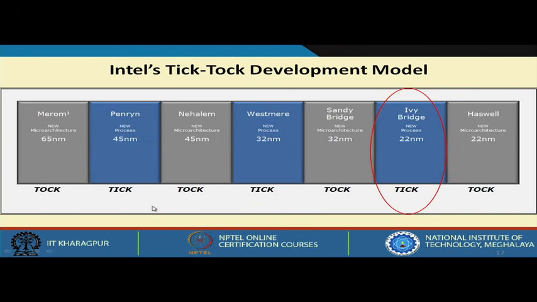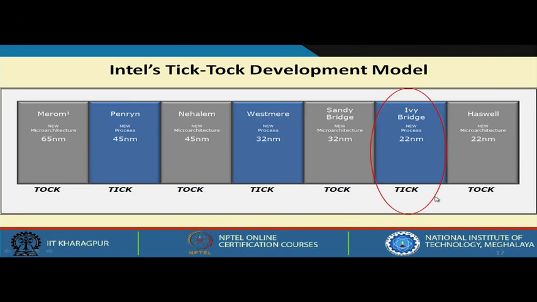Now, let us look at this picture. This picture illustrates Intel's philosophy of developing newer generations of the processor. This is called the Tick-Tock development model. Now, the idea of the Tick-Tock development model is like this. Intel comes up with a new architecture based on the present fabrication technology. This is called Tock. New architecture, Tock.